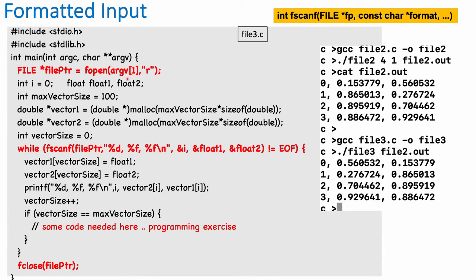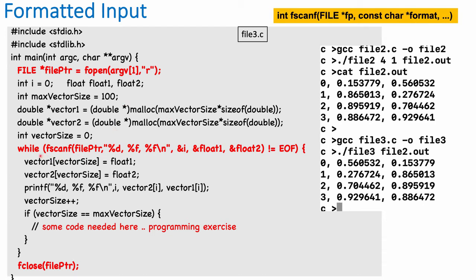So we're going to open the file again, fopen. Arguably, this program only takes one argument, basically the file we want to read. We're going to open it to read, so we put in the R, the string R. I create a float1 and a float2. I put some vectors into which I'm going to put the data. I malloc them and I'm creating vectors of max vector size.